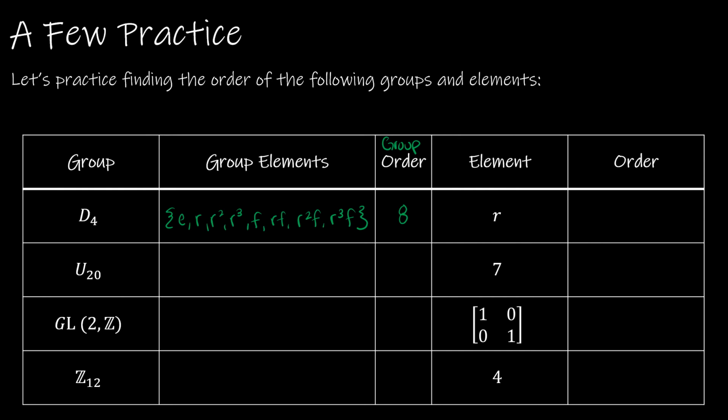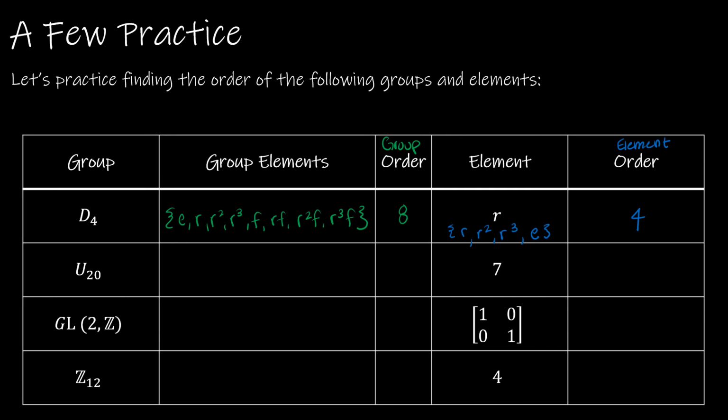And then we're going to look at a specific element. So this is going to be the element order. Now remember, the element order is the number of times we have to perform that action in order to get back to the identity. So now let's think about what R generates. If I did R once, I would get R. If I did R twice, I would get R squared. If I did R 3 times, I would get R cubed. If I did R 4 times, I'm actually back to the identity. I'm rotating all the way back to the beginning. So the order of the element is 4.